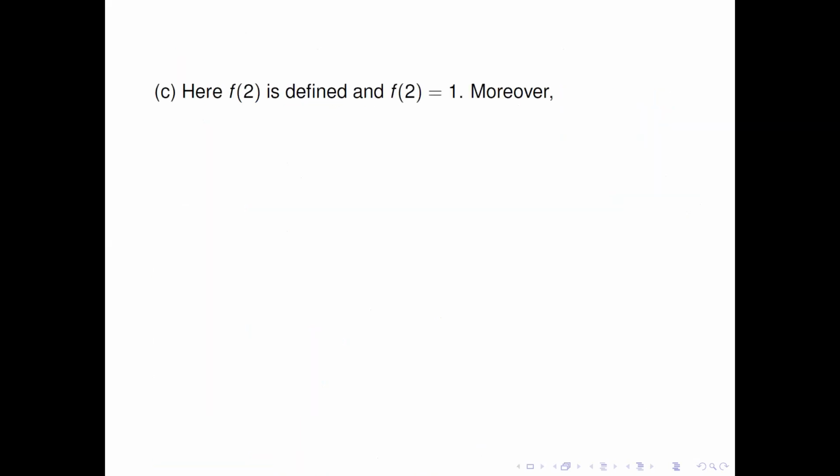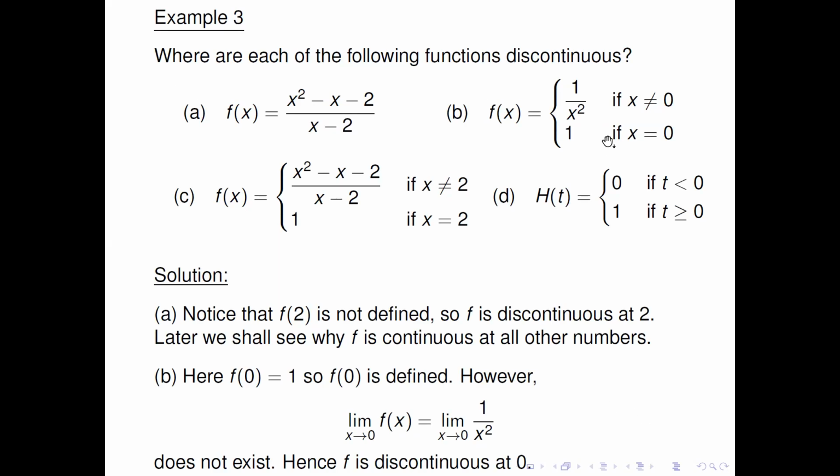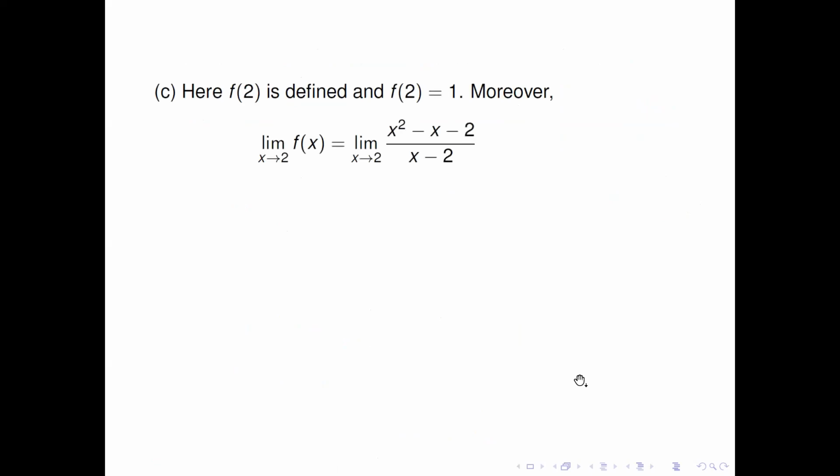Look at number 3, right? In 3, we've kind of fixed the problem with A. So in C, we've taken the same expression as we had in A, but we've given the function a value when x is equal to 2. We said, this is the value of the function whenever x is not 2. And when x is 2, we make it equal to 1. Let's see what happens there.